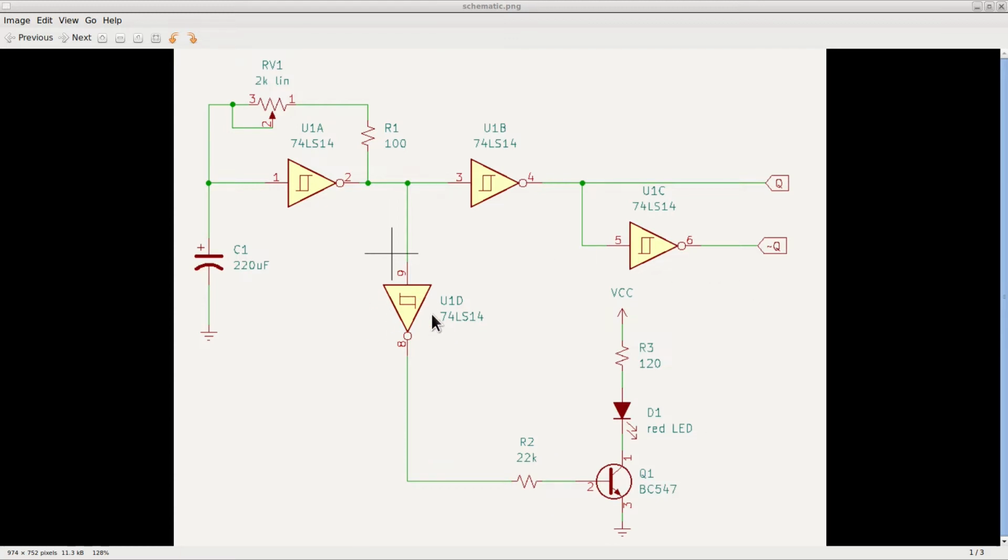Another inverter is used to pilot transistor Q1, which drives a red LED that allows us to see when the output changes state. The LED, in fact, is on when the output Q is high, and it is off otherwise.